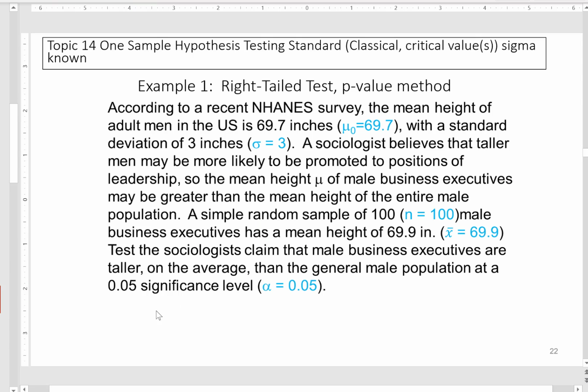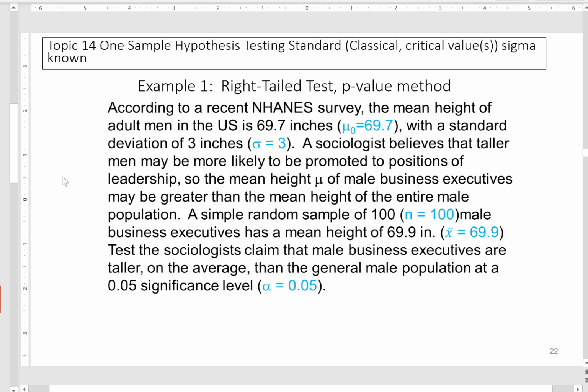So looking at that problem that we did with the p-value method, with the NHANES survey, the mean height of adult men was 69.7 with a standard deviation of 3 inches, and sociologists believe that taller men may be more likely to be promoted to positions of leadership. So the mean height of male business execs may be greater than the mean height of the entire population. So we have this sample of 100 we took, a random sample of 100 businessmen. Their mean height was 69.9. That was our sample mean.